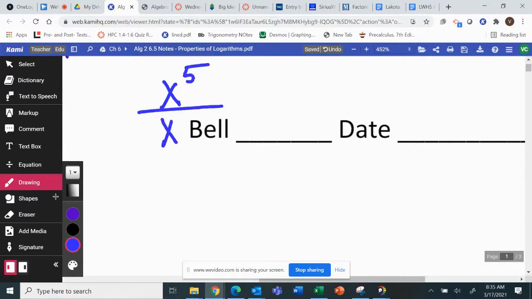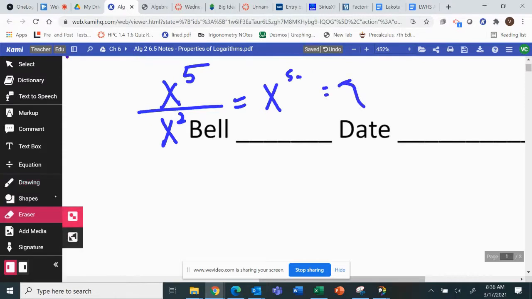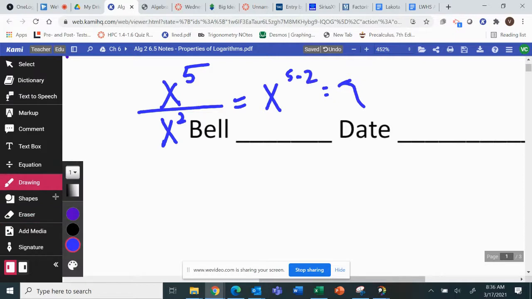The next property that we used a lot in chapter 5 was x to the 5th divided by x to the 2nd. Sophie, what would I do in my chapter 5 exponential properties in this case? I would subtract the exponents. Oops, I put the answer by accident. Right, so when we are dividing, we actually subtract.